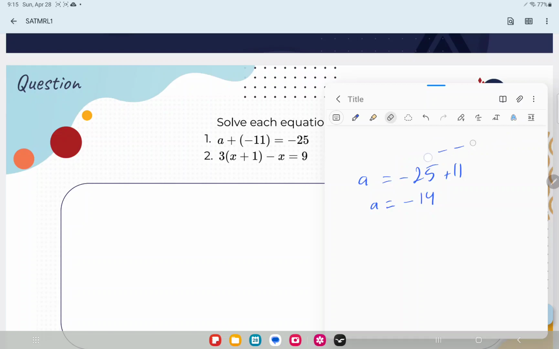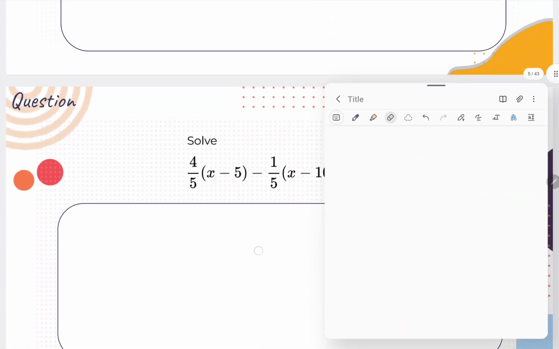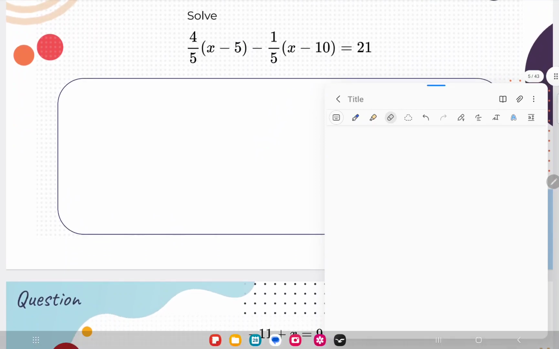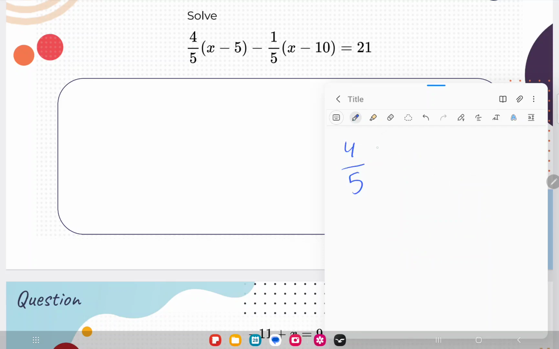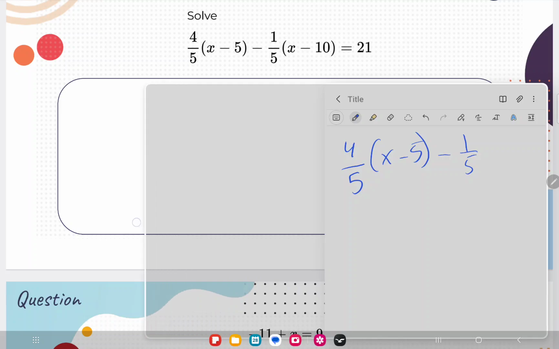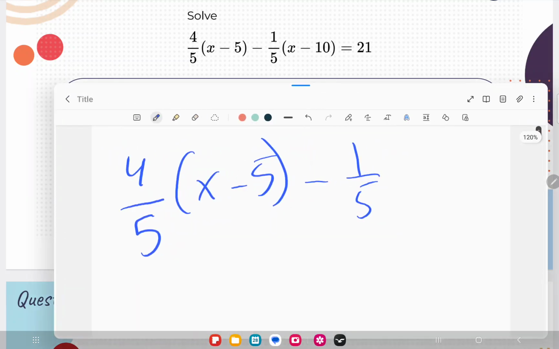Now this one is pretty easy. I wanted to go through a couple of these. So let's go real quick with these. 4 over 5 into x minus 5 minus 1 over 5. Much better. X minus 10 is equals to 21.